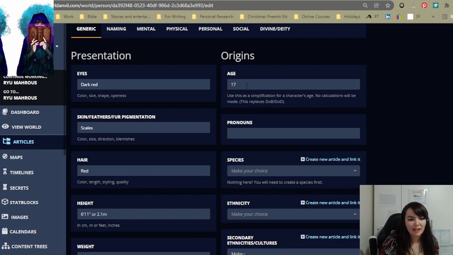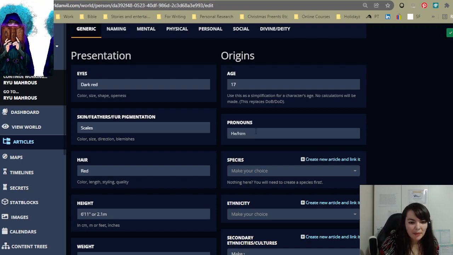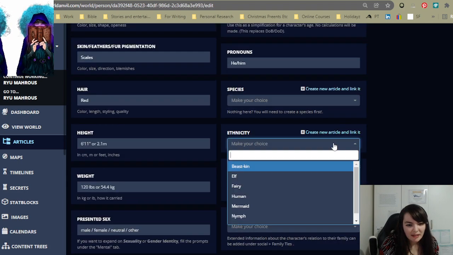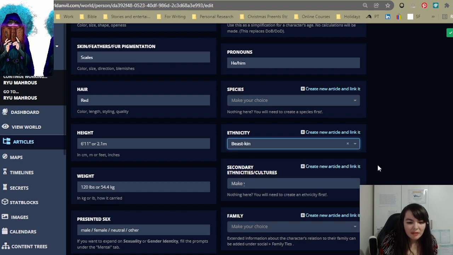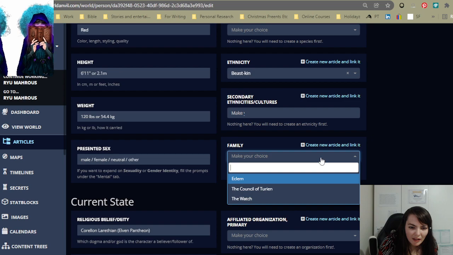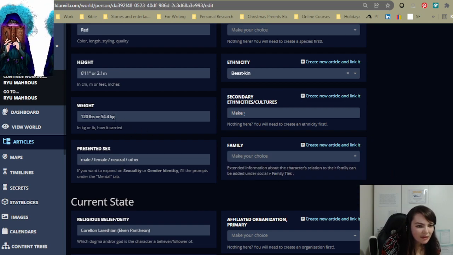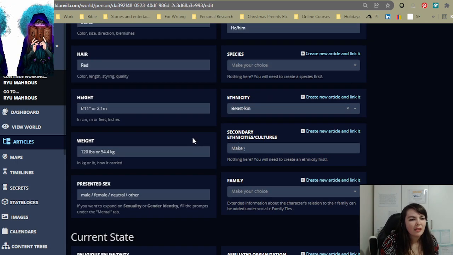Age 17. Pronouns he, him. Species, okay. Ethnicity. So I put all my different races in ethnicities. Family, no, okay. Oh, I don't know how much he weighs. How tall is he?